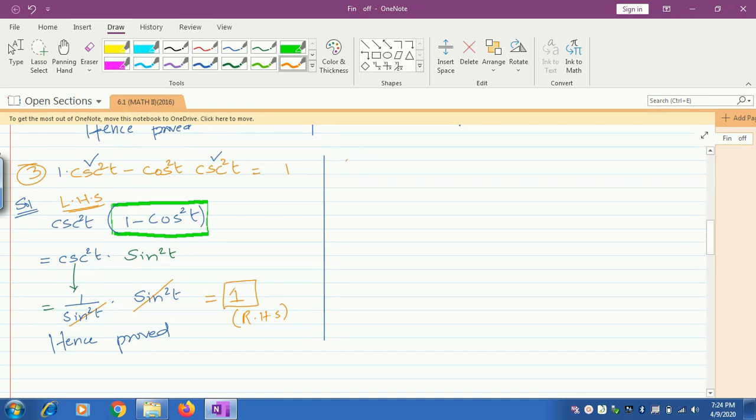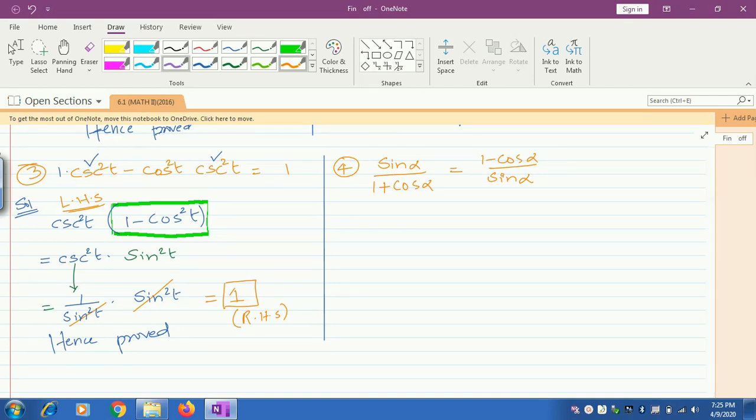Now 4, last question here. Here you have to prove sine alpha over 1 plus cosine alpha is equal to 1 minus cosine alpha over sine alpha.